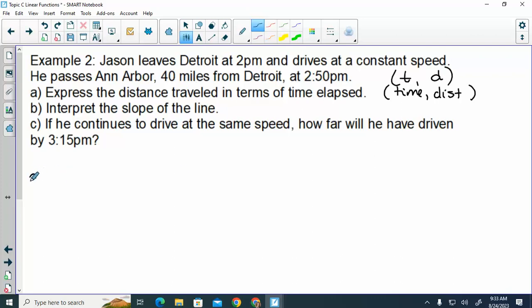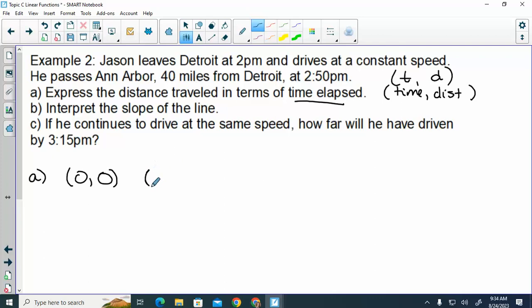So, to write the equation, we need ordered pairs. So the first one, we're talking about time elapsed. So I don't actually want to use like 2 o'clock in there. That's our starting point. So that would be a time of 0. What was our distance? How far have we traveled at the beginning? 0. Yeah, at 2 o'clock we started. We haven't left home yet. So at time 0, our distance traveled is 0.